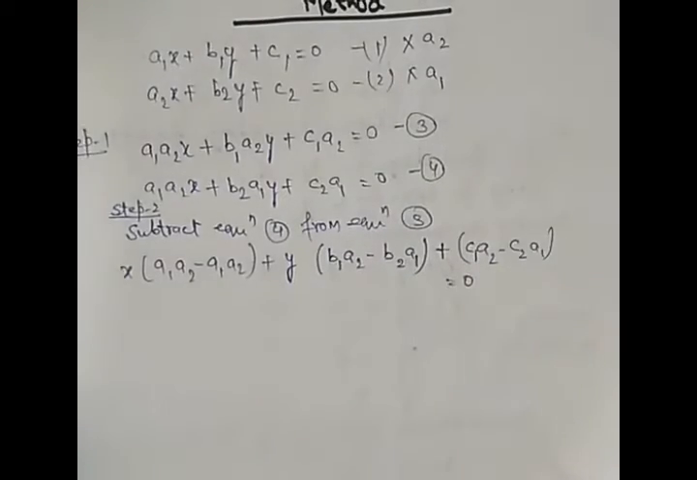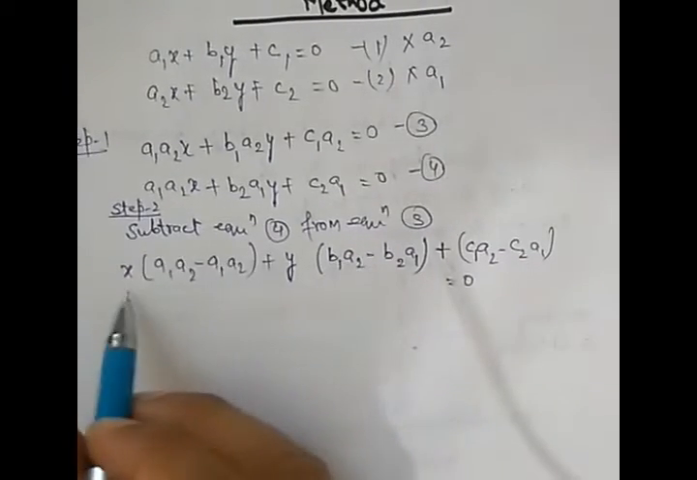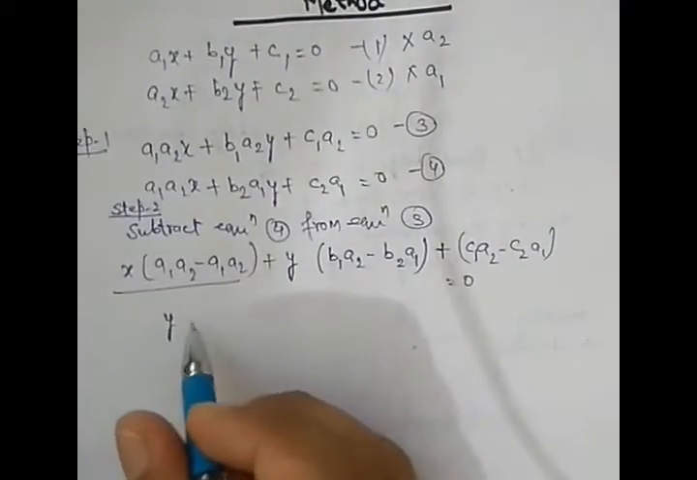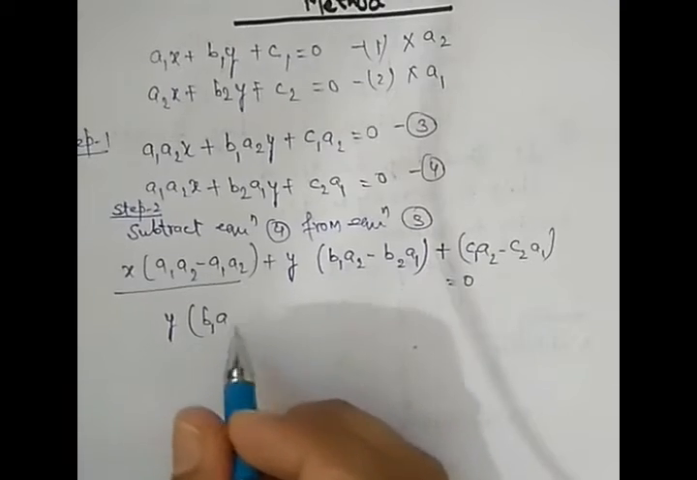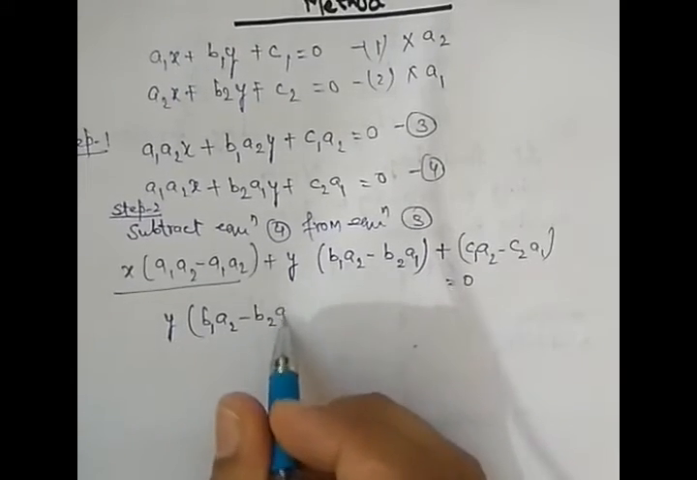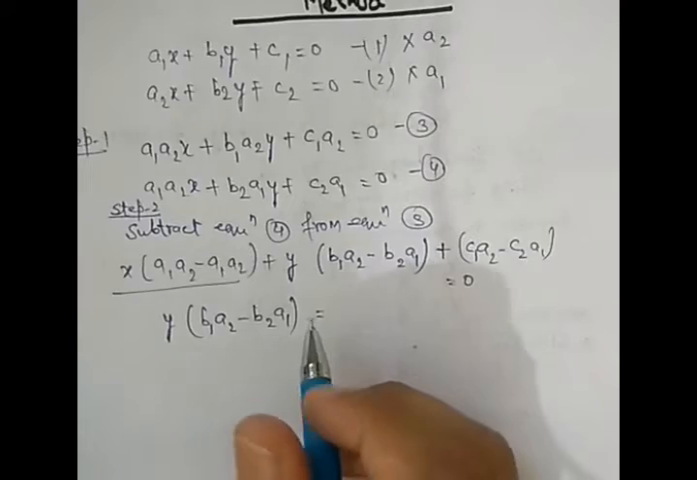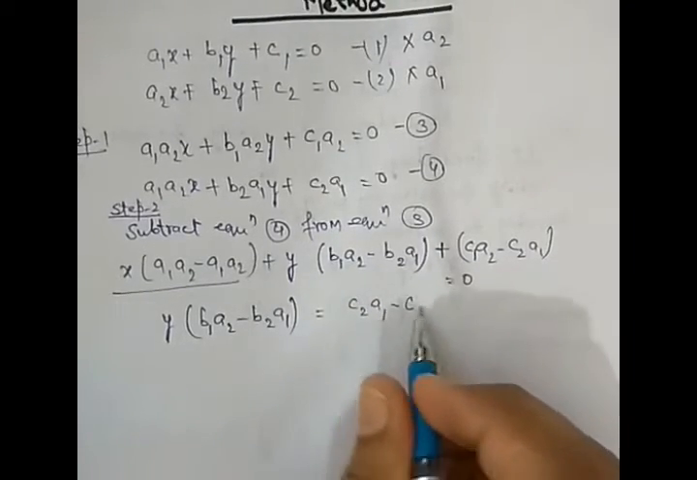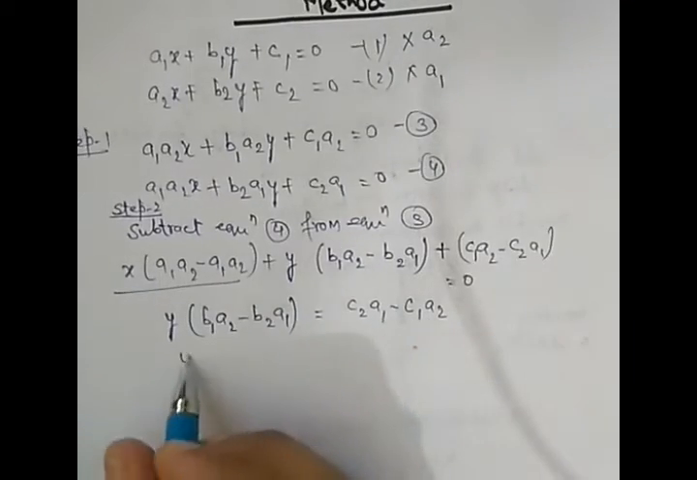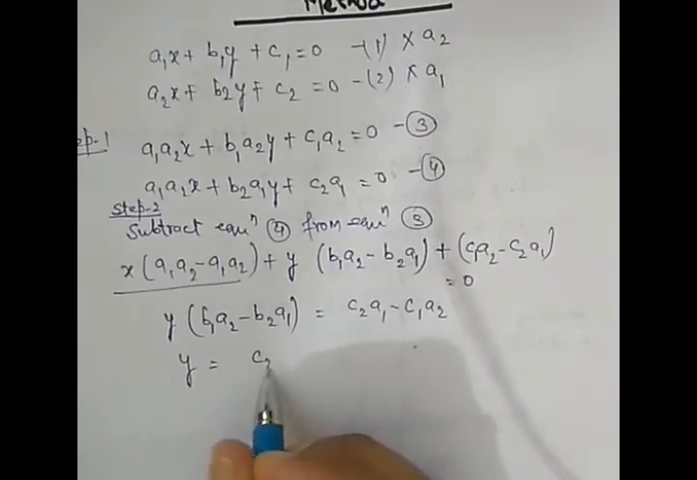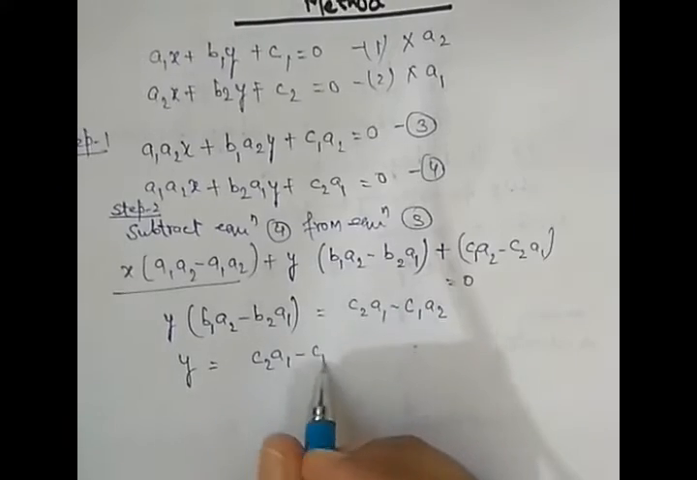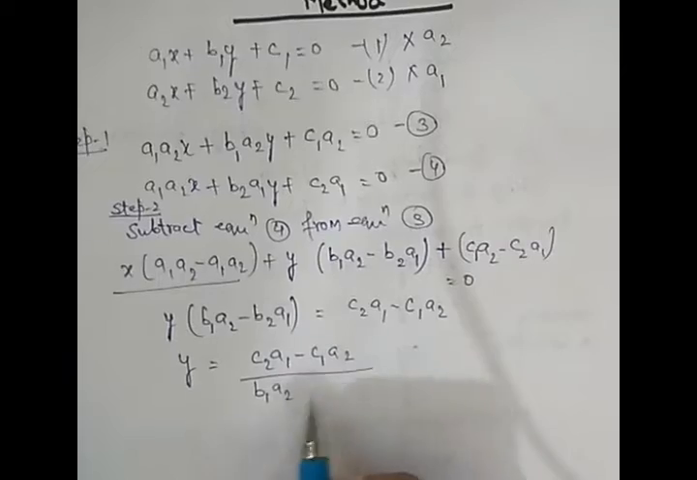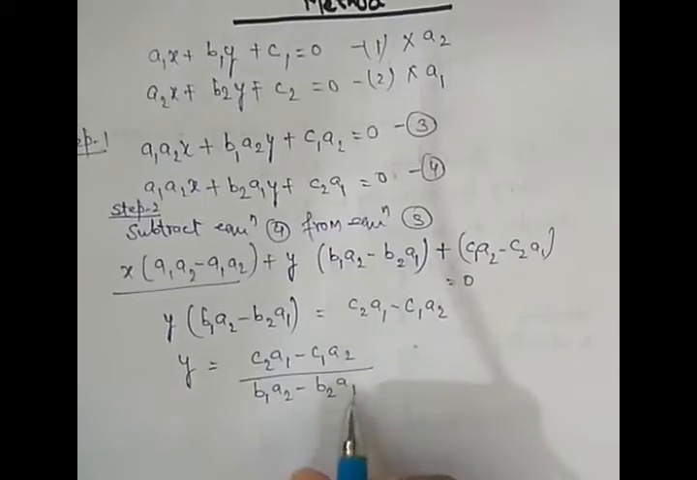On further simplification, this term will get cancelled out, ये तो पूरा 0 हो जाएगा, और यहाँ से आपको क्या मिल जाएगा, y times b1 a2 minus b2 a1 is equal to c2 a1 minus c1 a2. So y will come out as c2 a1 minus c1 a2 whole upon b1 a2 minus b2 a1.